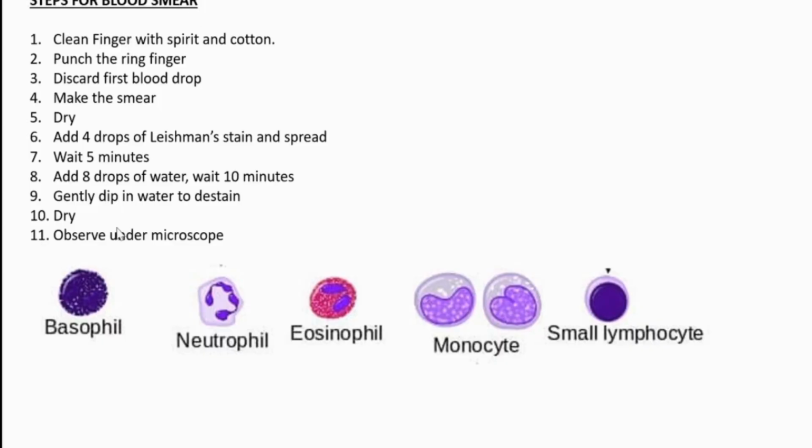First we need to focus it in low power. When it is correctly focused in the low power, then we need to adjust it with the high power to get a clear image, a clear observation. For that we can identify each type of WBC. Students, these are the steps that you need to follow while performing the blood smear experiment. All the procedures I have already demonstrated and shown you through the video itself.